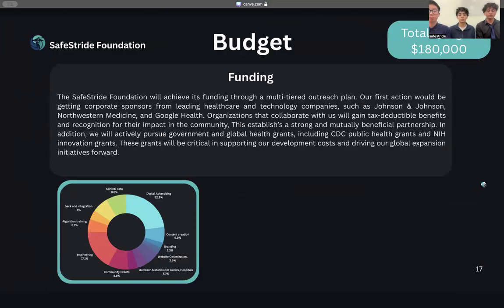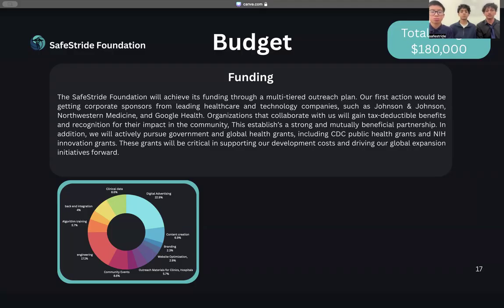Budget. This budget, we're seeing where our funding is coming from. SafeStride Foundation will achieve its funding through a multi-trend outreach plan. Our first action will be getting corporate sponsors from leading healthcare and technology companies such as Johnson & Johnson and Northwestern Medicine, as well as Google Health. Organizations that collaborate with us will gain tax-deductible benefits and recognition for their impact with the community. This establishes a strong, mutually beneficial partnership.